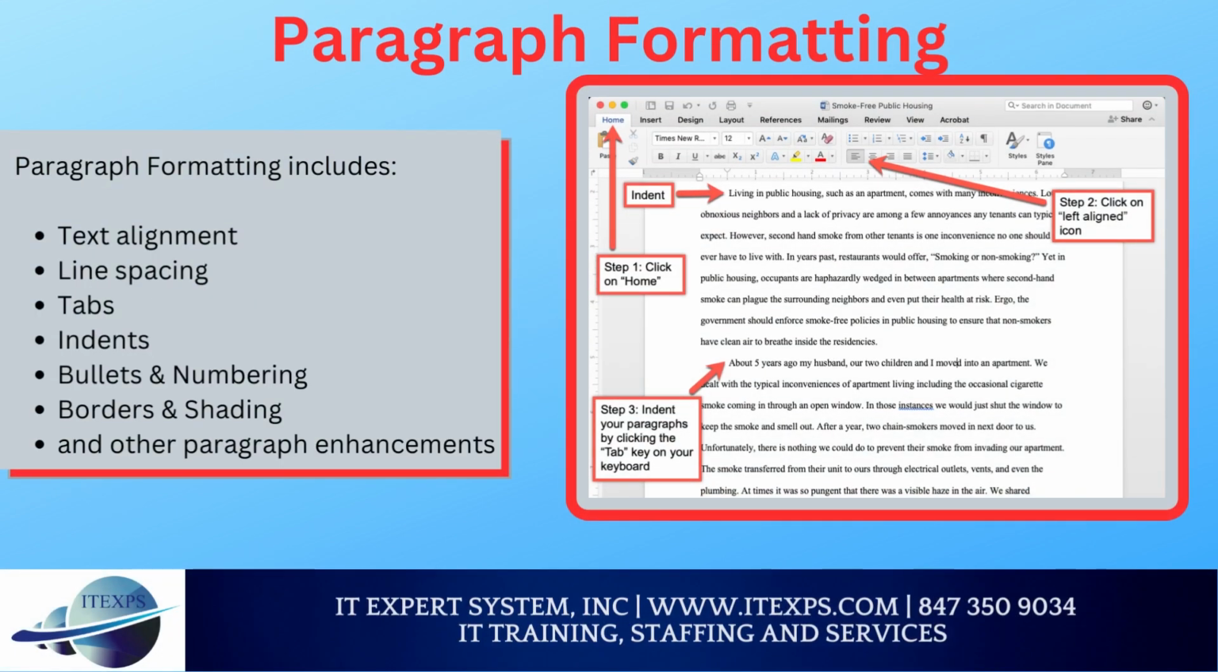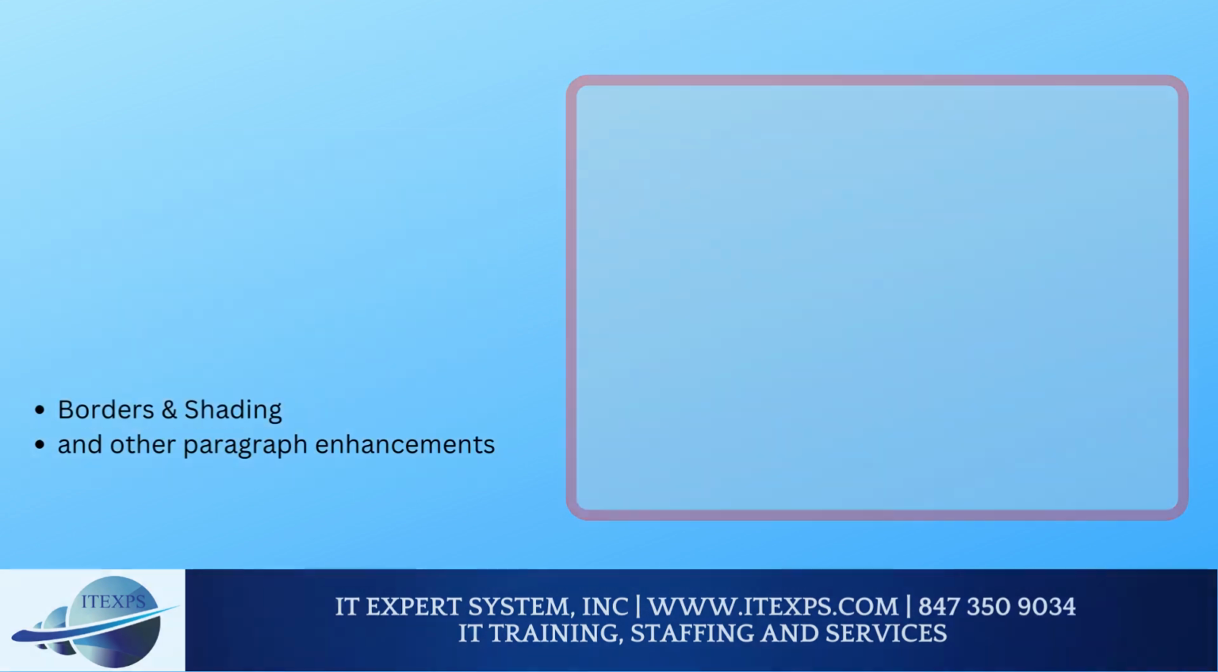Paragraph formatting. Paragraph formatting includes text alignment, line spacing, tabs, indents, bullets and numbering, borders and shading, and other paragraph enhancements. The smallest unit paragraph formatting can be applied to is one paragraph. A paragraph is defined by a paragraph mark at the end of the text.